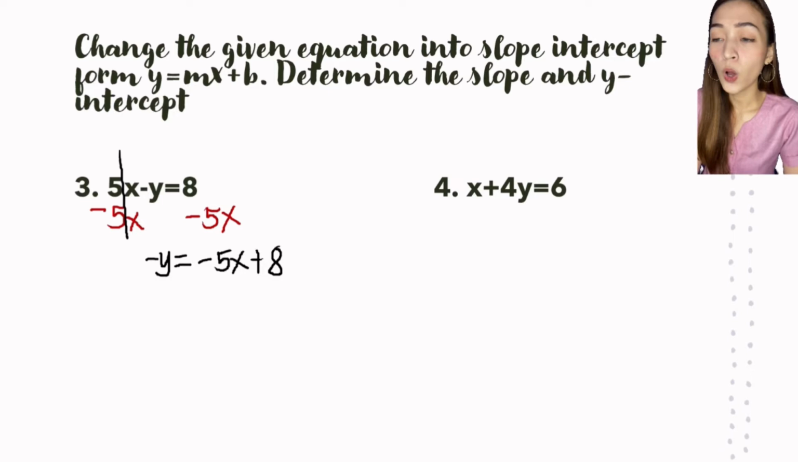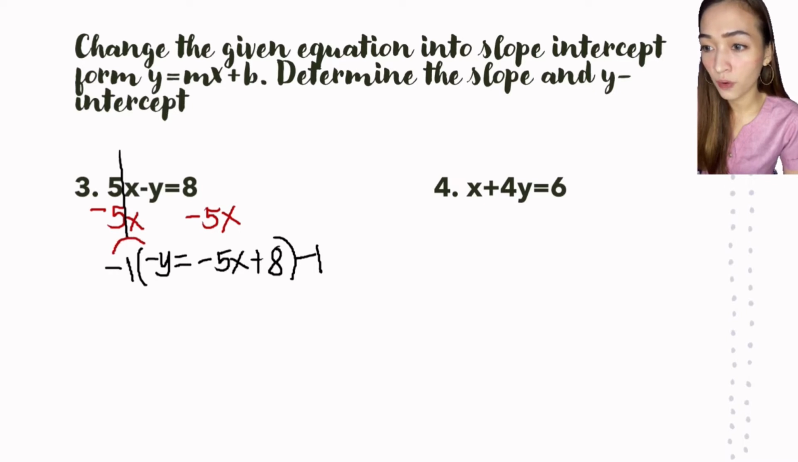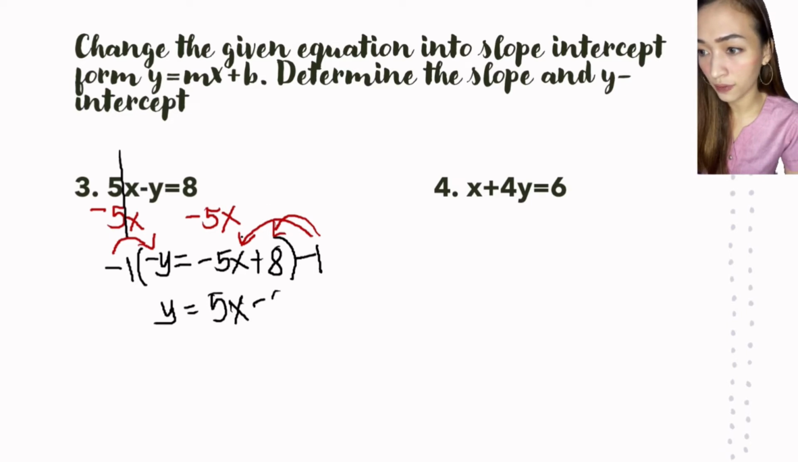Okay, now to get y, so we have here negative y. We need to change this into positive y. So what we're going to do is multiply it by negative 1. Okay, so now we have negative y times negative 1 is y. Okay, next, negative 1 times negative 5x is positive 5x. Next, negative 1 times positive 8 is negative 8.